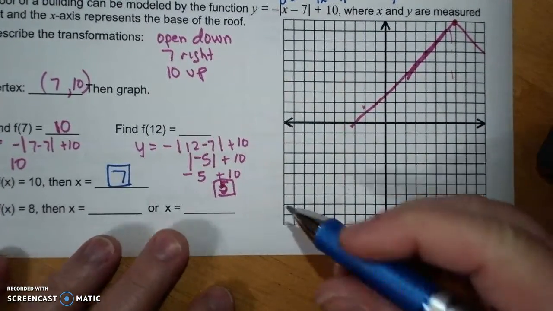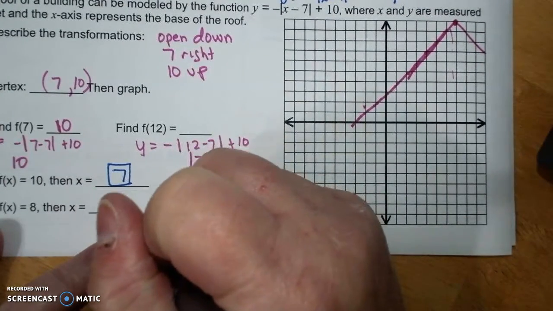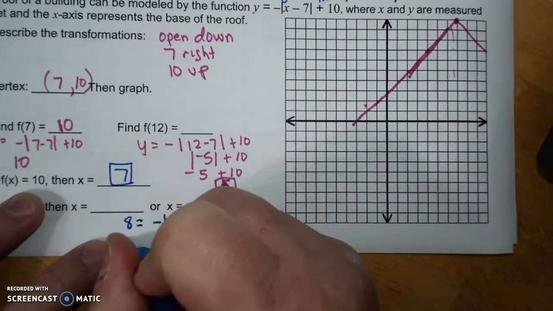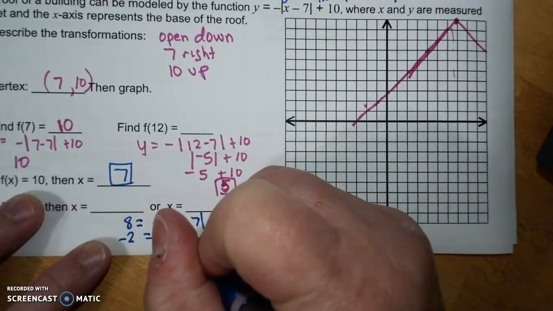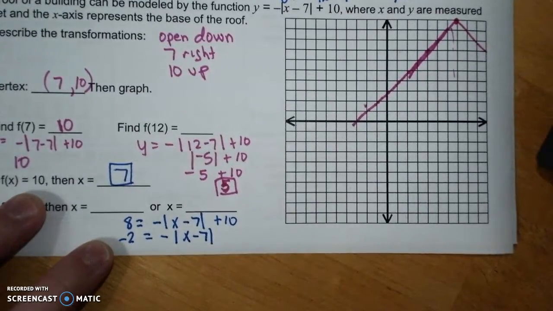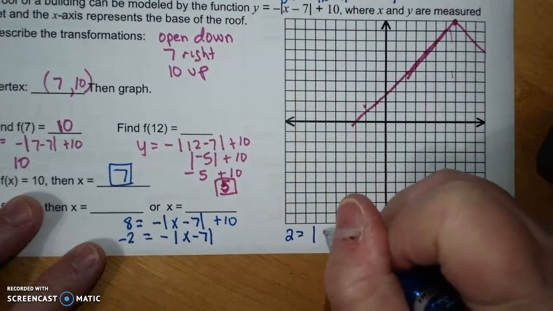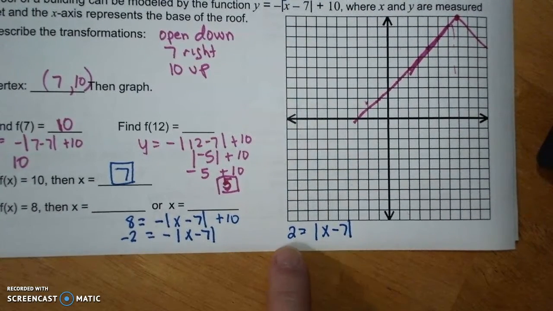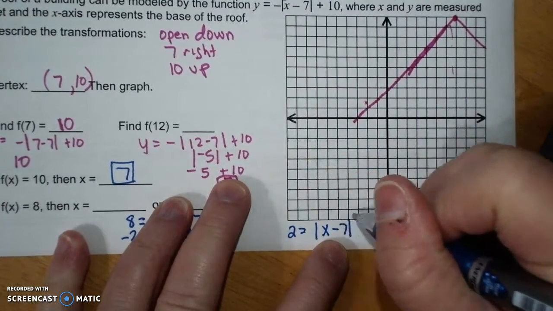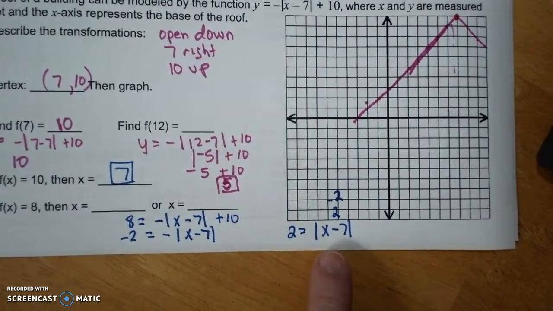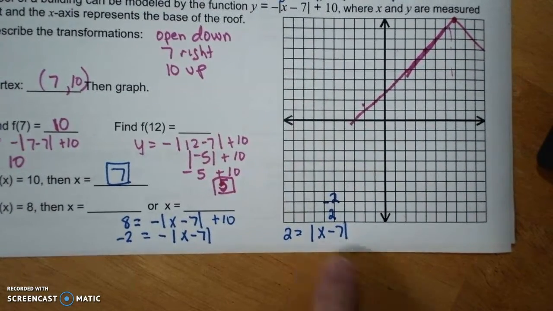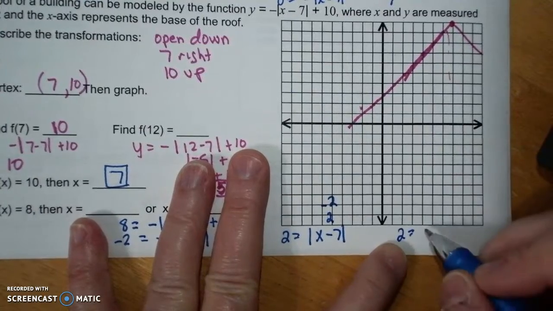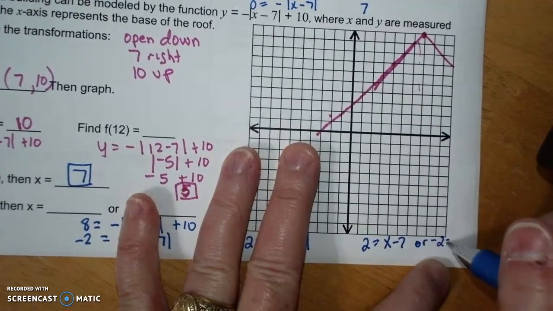Okay, here we go. Now I do 8 equals negative absolute value of x minus 7, plus 10. I subtract 10. I get negative 2 equals negative absolute value of x minus 7. I'm going to divide both sides by this negative, so I get 2 equals the absolute value of x minus 7. So whatever is in here, when we take the absolute value, it could be 2. So I can have a 2 come out or a negative 2 come out. So what do I put in here to solve for x? So if I have a 2 come out, I can say 2 equals x minus 7 or negative 2 equals x minus 7.